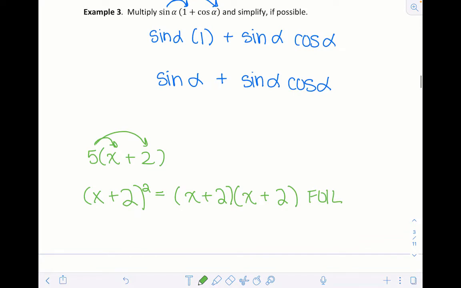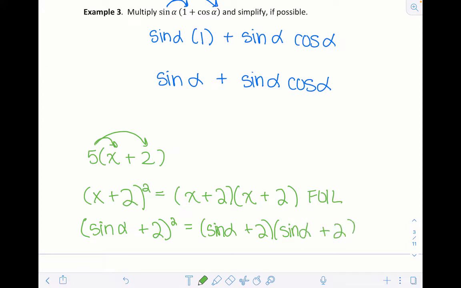I'm not going to work it out, but the same thing would apply even if we had a trig function in there. So let's say instead we had something like sine of alpha plus 2 squared. This means sine of alpha plus 2 times sine of alpha plus 2. And we could multiply that out by FOILing and distributing, and keeping in mind that when you multiply something like sine alpha times sine alpha, that becomes sine squared of alpha. So we are going to be using a lot of the algebra rules from previous classes at this point when we're talking about trig identities.